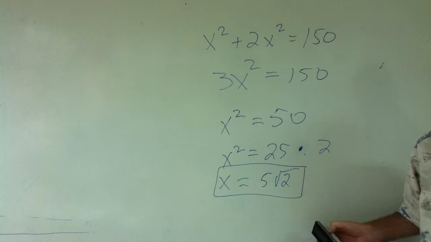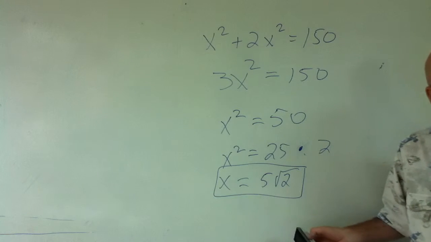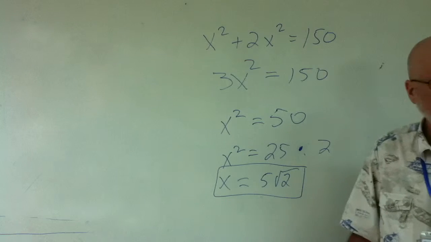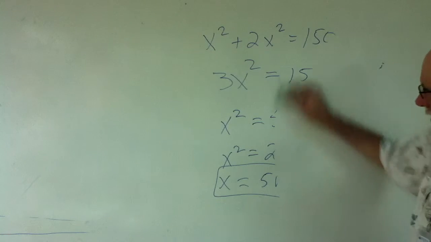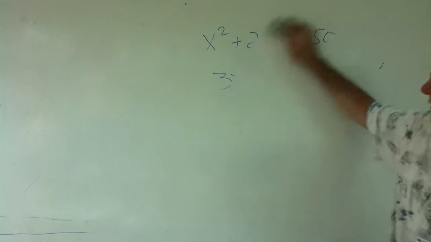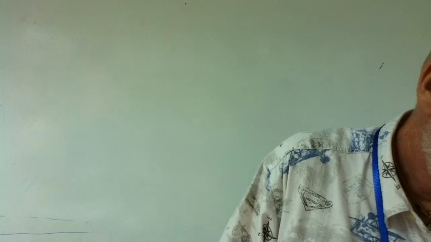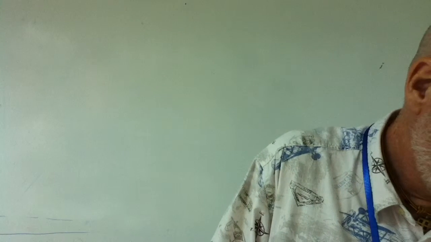So, Fuchan, how are you doing with this? Are you okay? Yeah? You all right? Excellent. 5 root 2. Yes? All right. I think we've got one more. Is that correct? Yes? And then we can go on to something bigger and better.